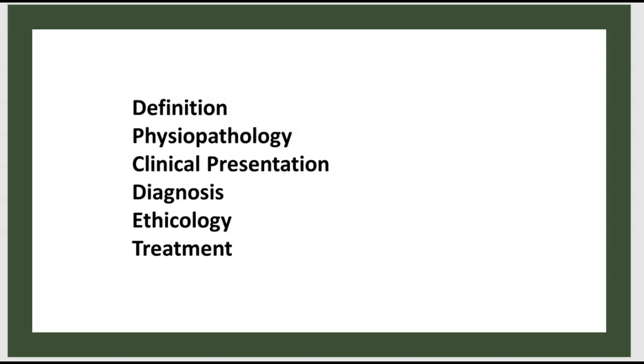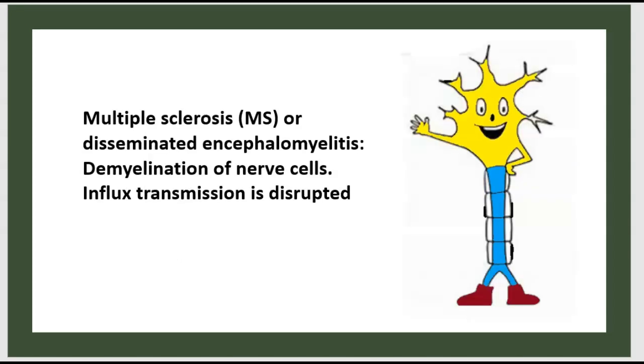Definition, physiopathology, clinical presentation, diagnosis, etiology, and treatment. Multiple sclerosis, MS, or disseminated encephalomyelitis is a demyelination of nerve cells. Nerve impulse transmission is disrupted.